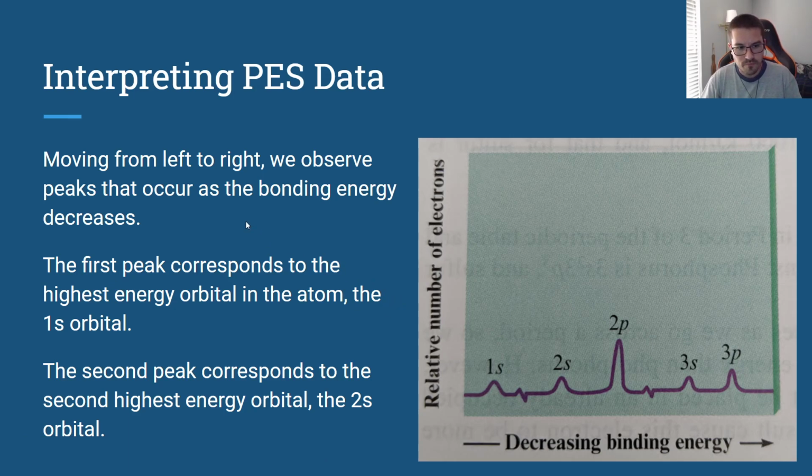So we're almost done. As you move from left to right, what we're seeing is that different peaks occur. And these peaks represent numbers of electrons. We're seeing different peaks at different amounts of energy, and it's decreasing energy. So here we've got the most energy and here we've got the least. The first peak corresponds to the highest energy orbital in the atom, which would be the 1s orbital. And the next peak would be the next highest energy, which would be the 2s orbital, and it goes on from there.